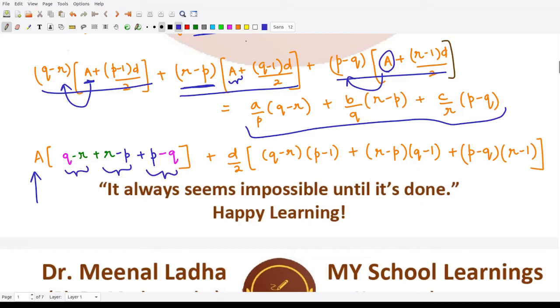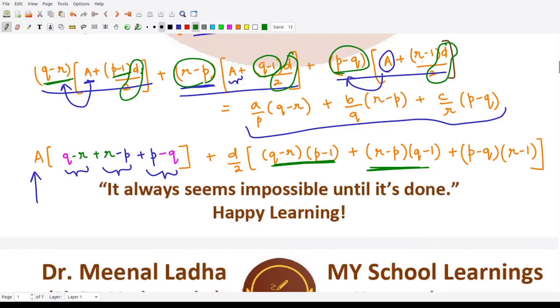And similarly I have collected all the terms which have d by 2 in common. So you see we have d by 2 here, so its coefficient is (Q minus R) into (P minus 1). Similarly, d by 2 is here, so its coefficient is (Q minus 1) into (R minus P). And d by 2 is here, so its coefficient is (P minus Q) into (R minus 1). So this is what I have written here.